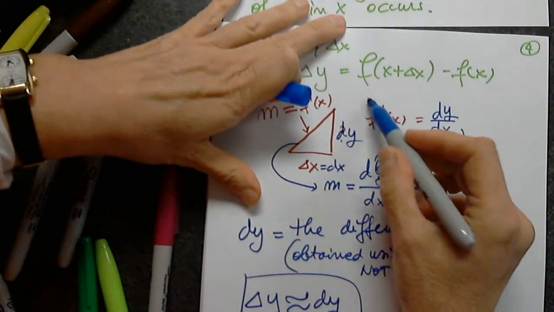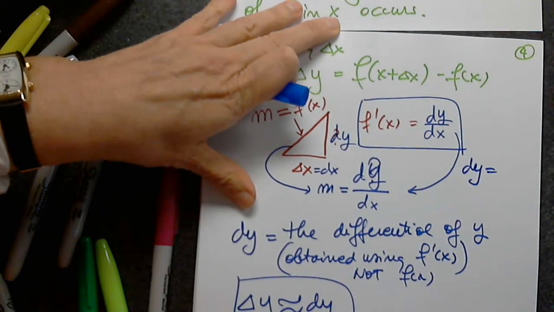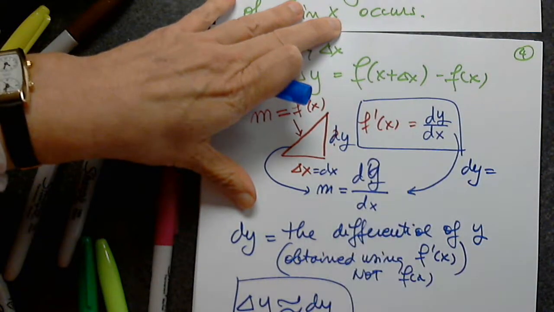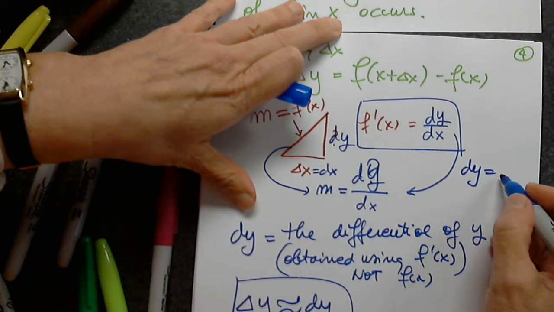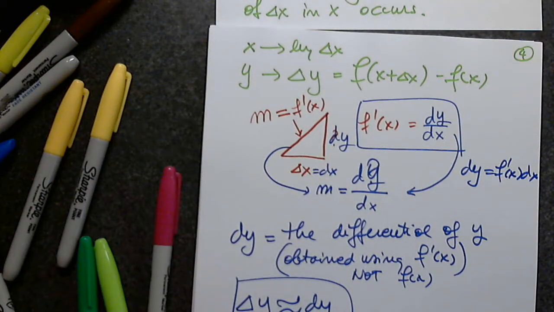So from here, can anyone solve for us what dy equals? Put this over 1 and cross multiply. dy, the differential of y, is f prime of x dx.